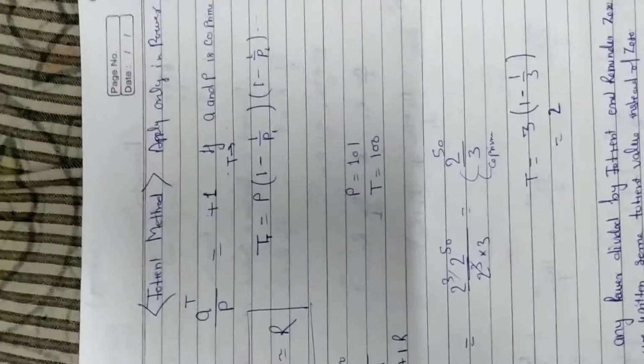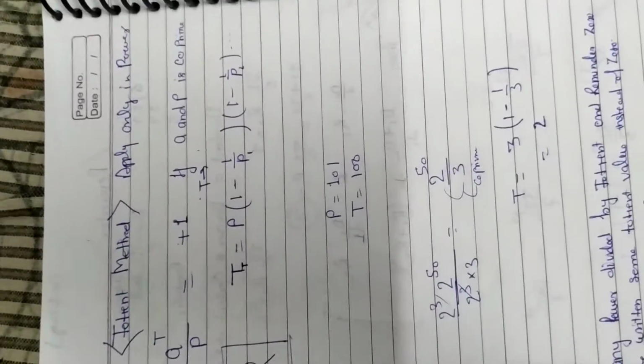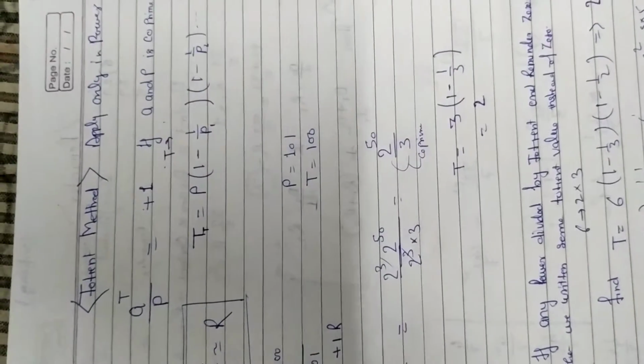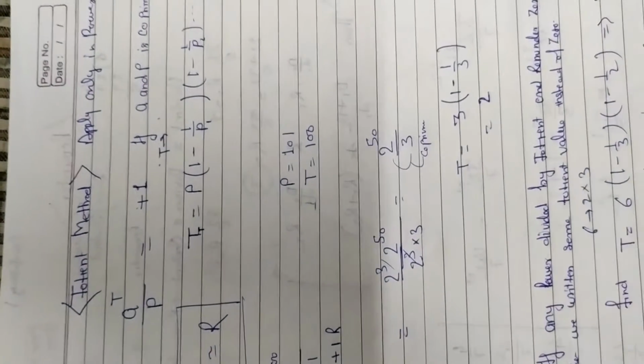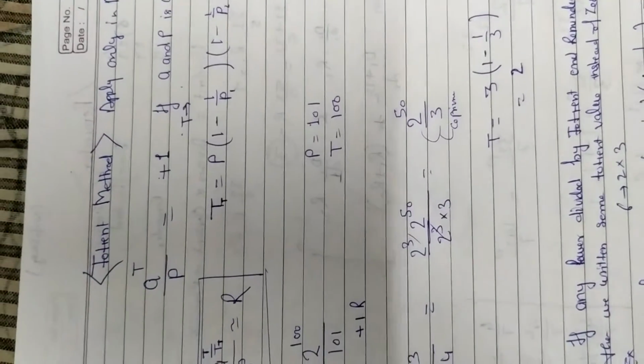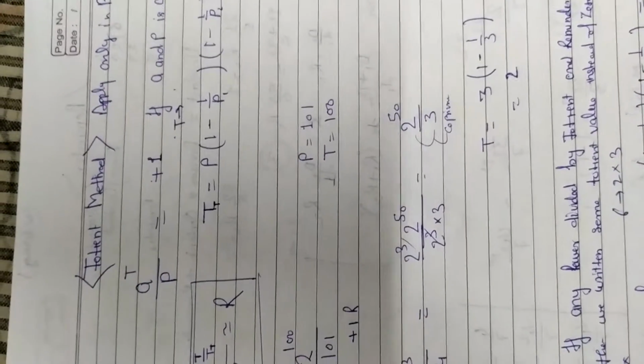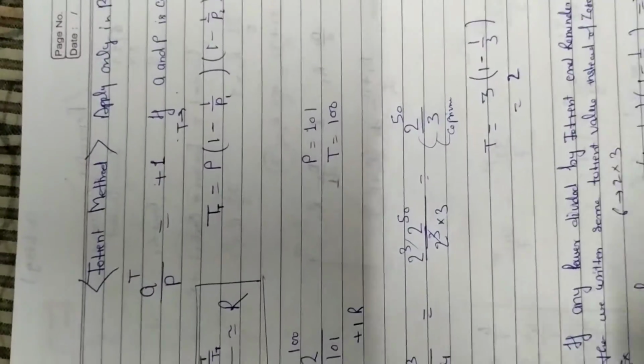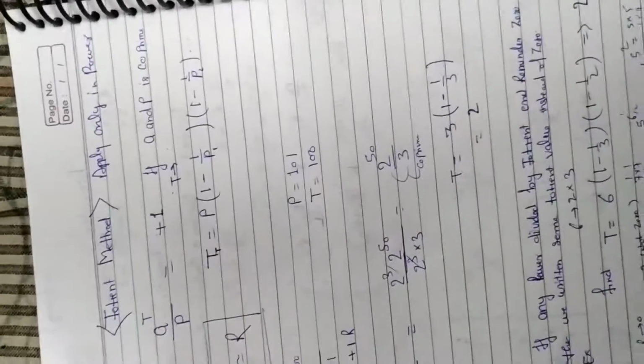This is called the totient method. The totient method takes only 5 to 6 seconds. You can find the remainder of any value. Just follow the rule and simplify it, and you will find the remainders of any question very easily. Okay, first, what is the totient method?